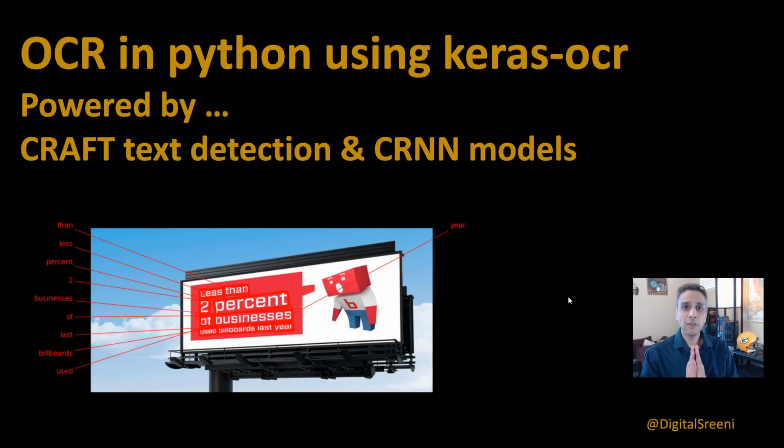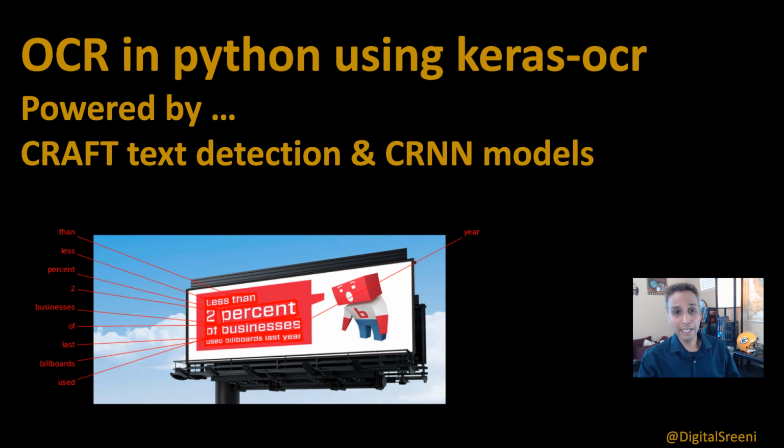Hey guys, in this video, let's look at optical character recognition, or OCR, in Python. But we are not going to write a lot of lines of code for this. We are going to leverage an existing library called keras-ocr. And as the name suggests, it uses deep learning and it's actually powered by CRAFT text detection and CNN models.